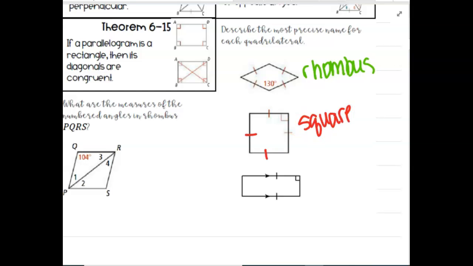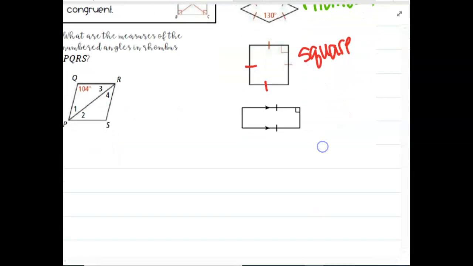And this last one says that I have opposite sides congruent and parallel, which means it's a parallelogram, and that's a 90-degree angle, which is like that one. I'm going to go ahead and fill in the rest of those 90-degree angles. So what would this one be? A rectangle. A rectangle. Yes.